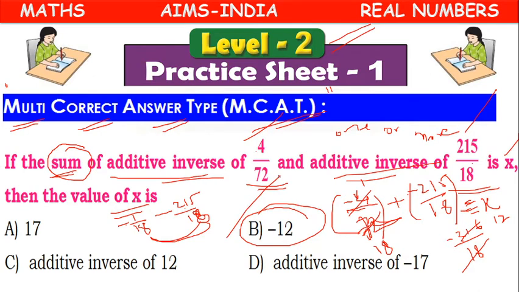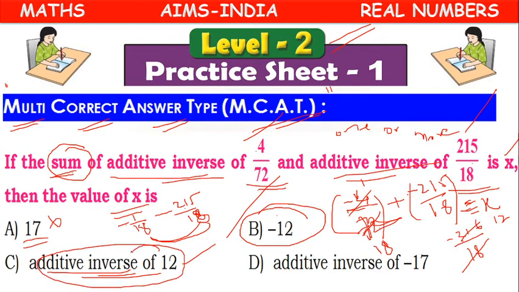B option is the correct answer, minus 12. But here it is a multi-correct answer type, so we have to check the other options also. 17, wrong. Additive inverse of 12: minus 12 is the additive inverse of 12, so this is also a right answer. Additive inverse of minus 17, wrong. So we have 2 answers. B comma C, both are correct options.